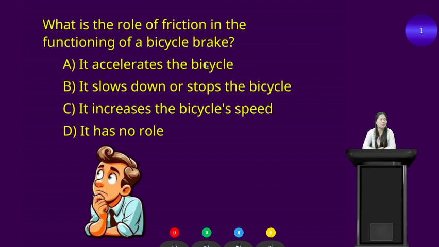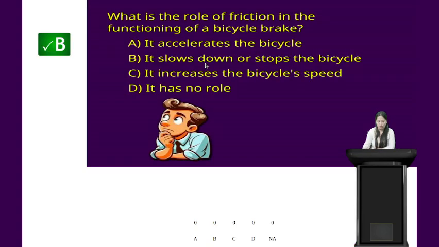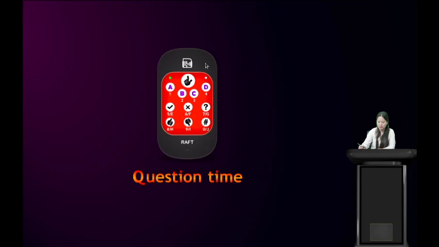Alright, students, your time is up. Now, when we apply brake, what happens? Because of friction, the bicycle slows down and it stops moving, right? So the correct answer for this question is option B, that is, it slows down or stops the bicycle. Alright, very good, students. We have another question.